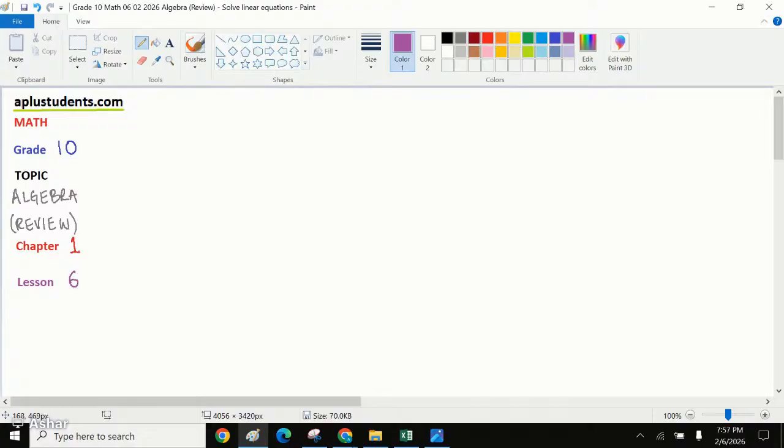And the name of the chapter is Solve Linear Equations. So when we are solving linear equations, the linear means the exponent of the variables is always 1. So let's go to the topic and let's see the first question.